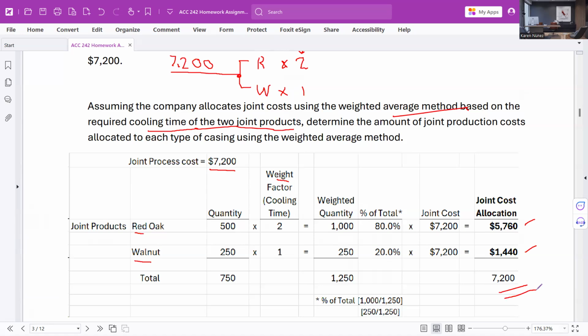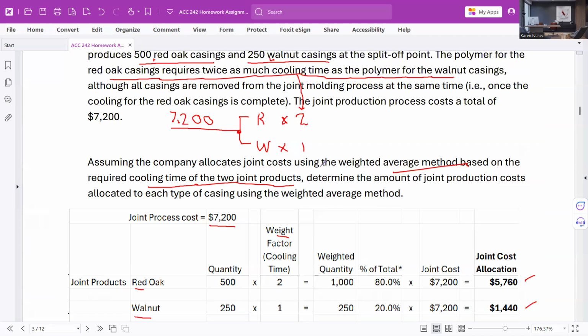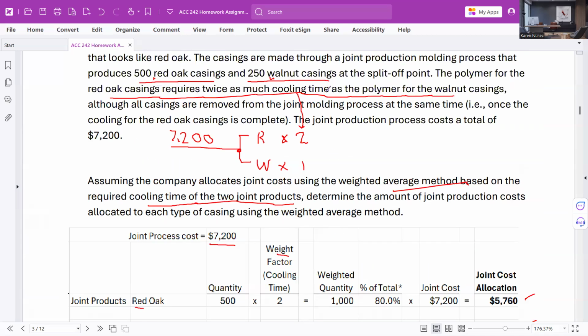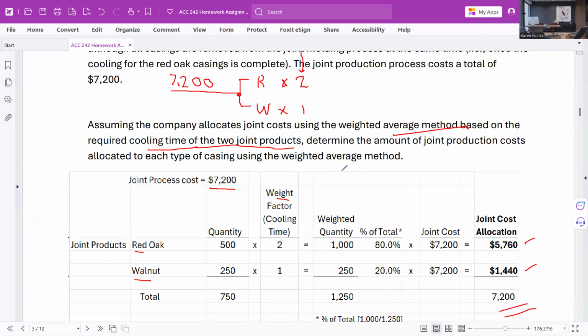That's a joint cost allocation based on the weighted average approach, right? Weighted average. So it's like the physical units, only we're taking those physical units and multiplying by some appropriate weight. And the weight has to be given, and it's usually given in this way, right? One requires twice as much time as the other. It's just a 2-to-1 ratio.